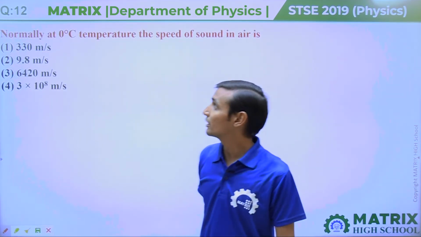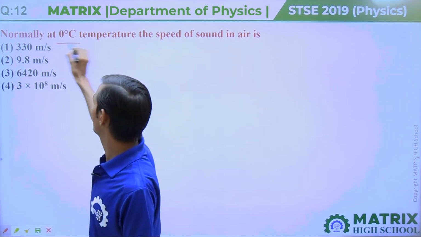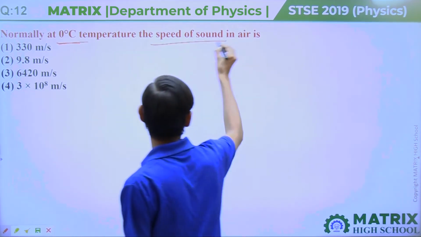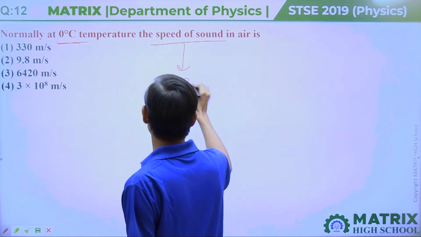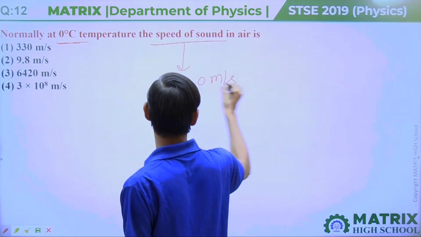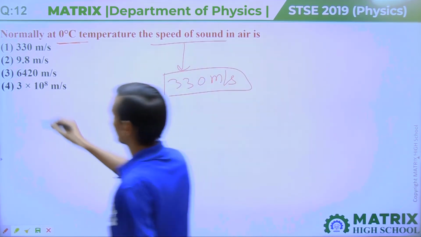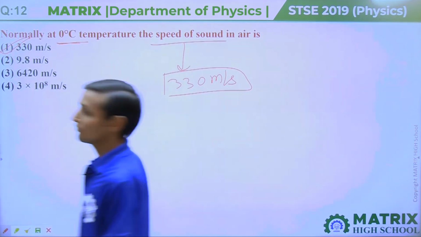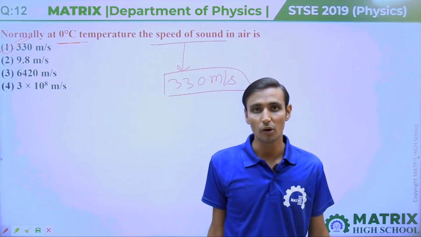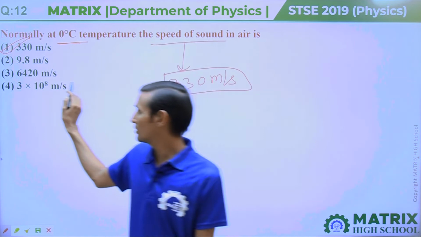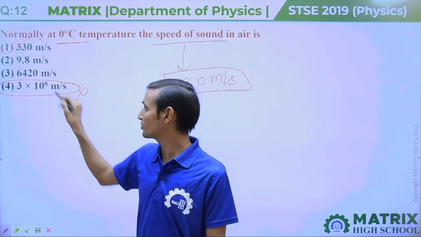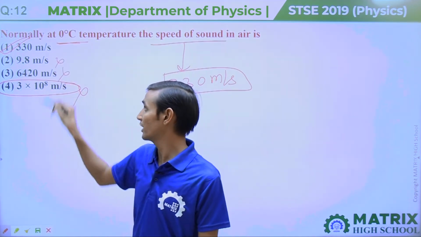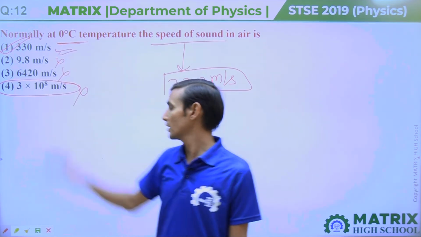Next, question number 12. Normally at 0 degree centigrade temperature, the speed of sound in air should be approximately 330 meter per second. So your correct answer will be option first. The other values given are the speed of light, not the speed of sound, and they are very different values. 330 is the correct answer.